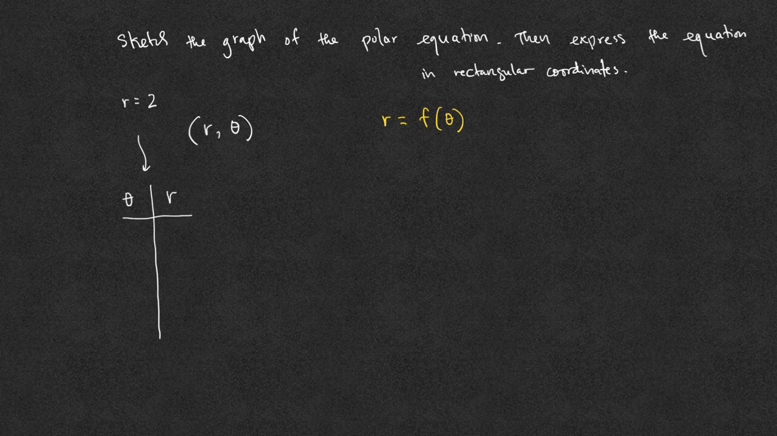If r equals 2, then it doesn't matter what theta is, r is always 2. If theta is 0, then r is 2. If theta is pi over 4, then r is 2. If theta is pi over 2, r equals 2. It doesn't matter what theta is, r is always 2 in this case.